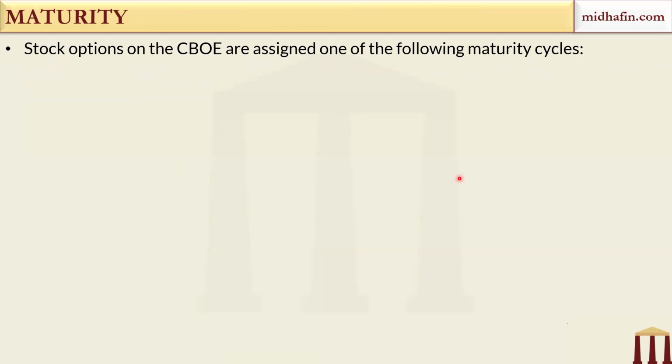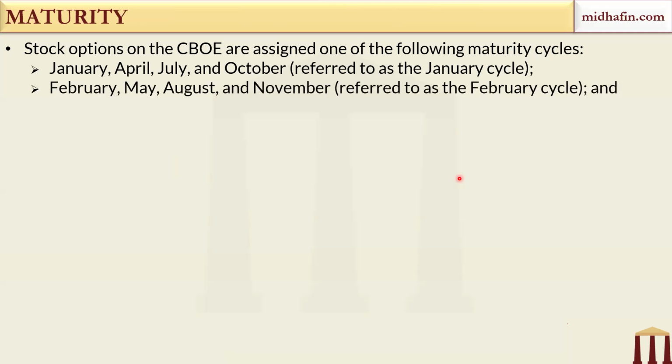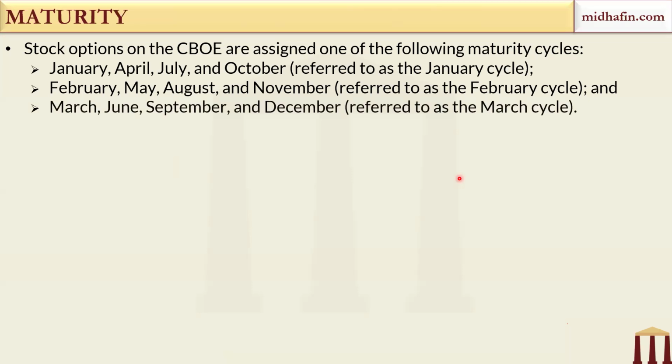Now stock options, now this is very, very important. Maturity cycles. Stock options on the CBOE are assigned one of the following maturity cycles. You can have January, April, July, and October, which is referred to as the January cycle. You can have February, May, August, and November, which is referred to as the February cycle. You can have March, June, September, and December, which is referred to as the March cycle.